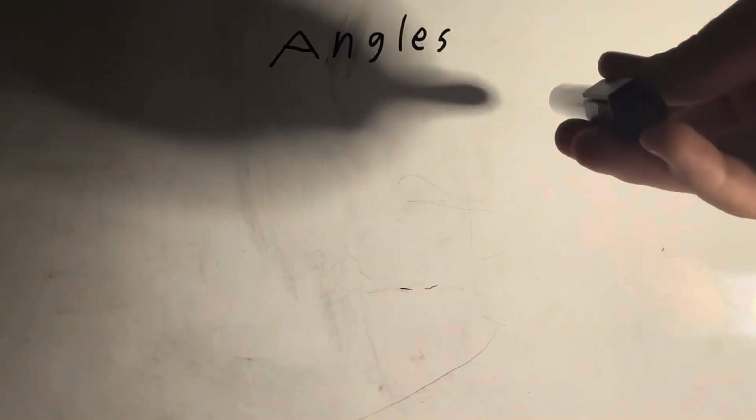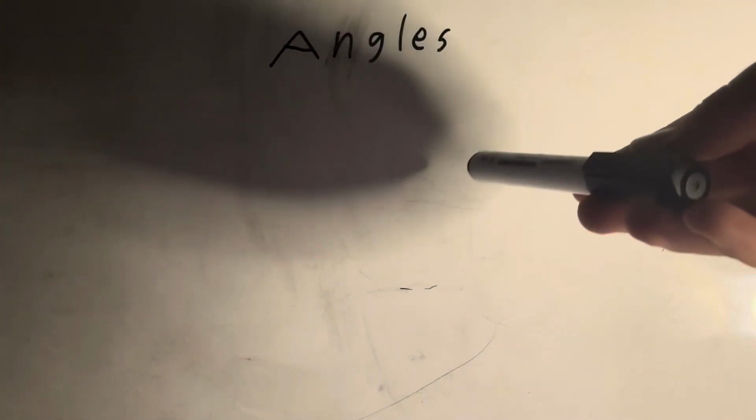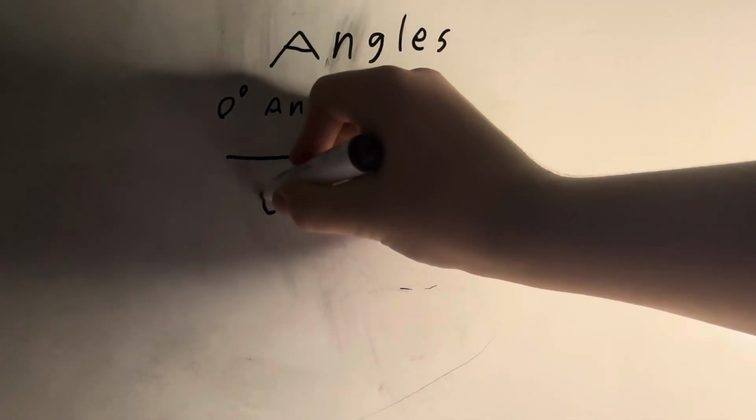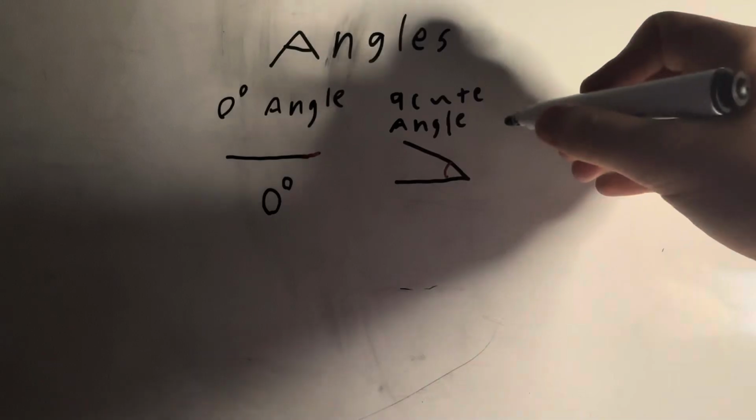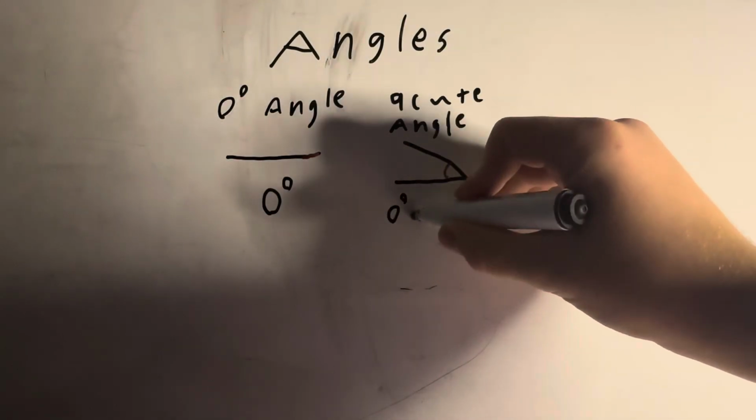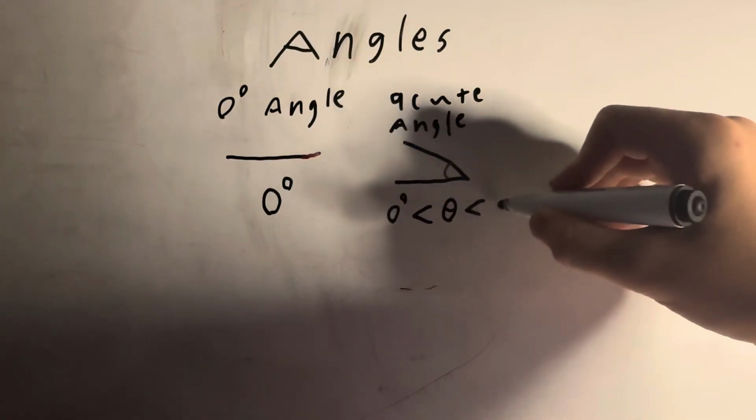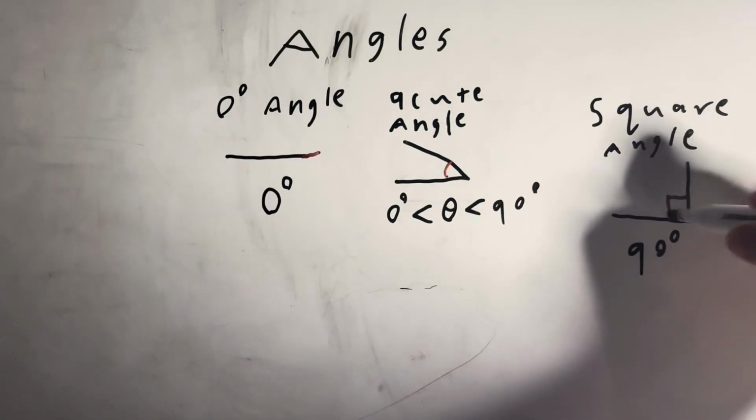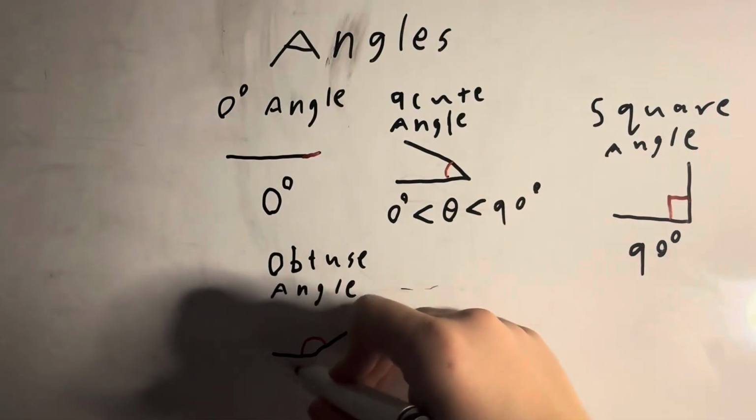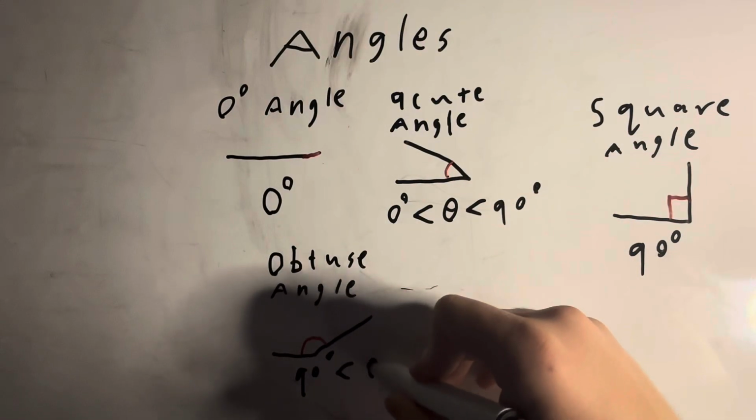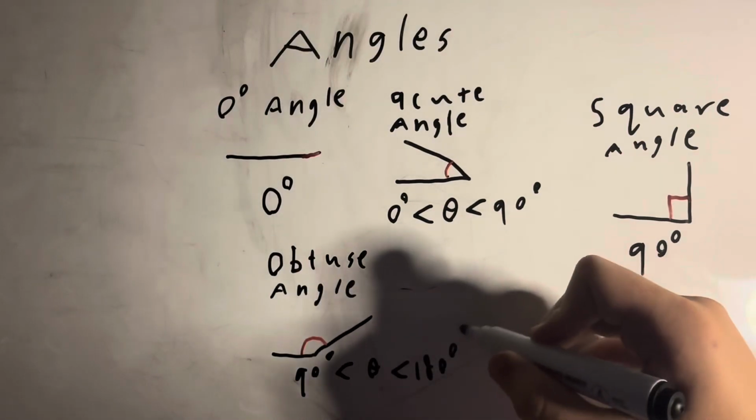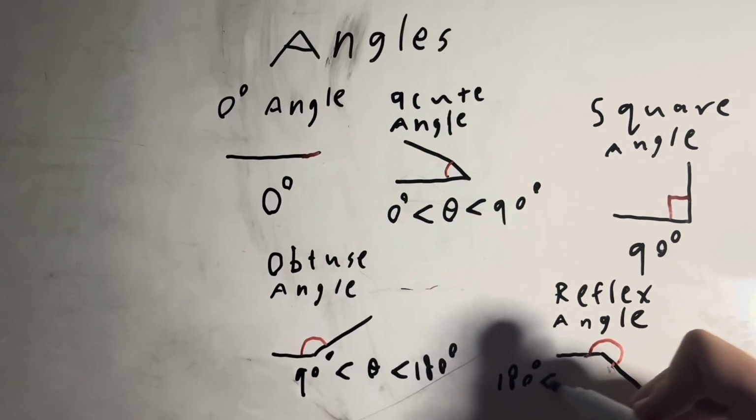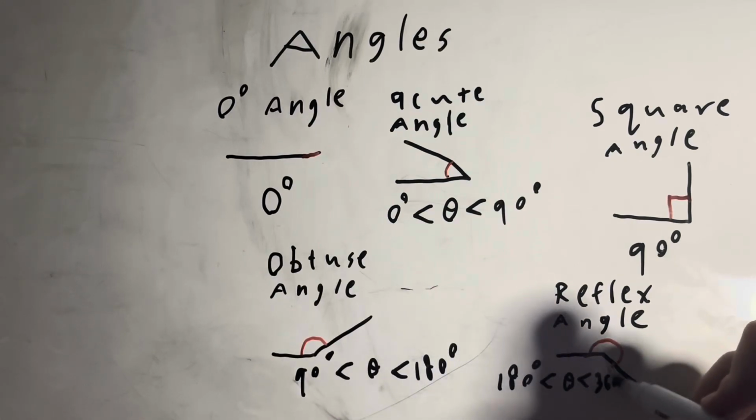Now that we've covered the basic concept of triangles, we can cover all the different types of angles. There are 5 of them. First is a 0-degree angle, and as you'd guess, it's 0 degrees. An acute angle is an angle that's more than 0 degrees, but less than 90 degrees. A square angle is always 90 degrees, and is usually marked by this red square. The obtuse angle, which is more than 90 degrees, but less than 180 degrees. And last but not least, the reflex angle, which is more than 180 degrees, but less than 360 degrees.